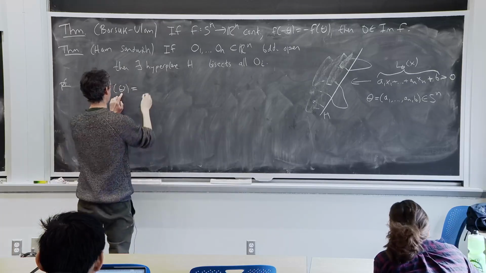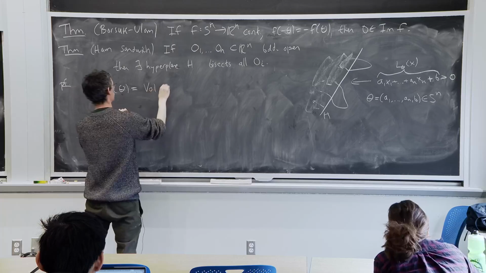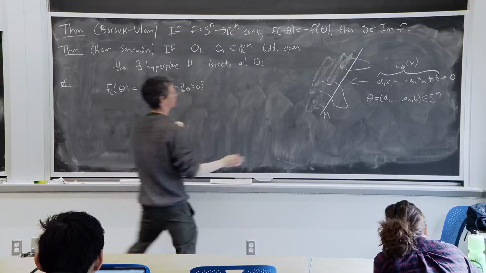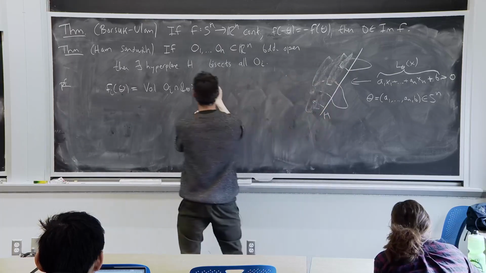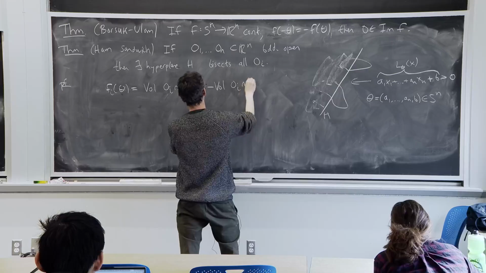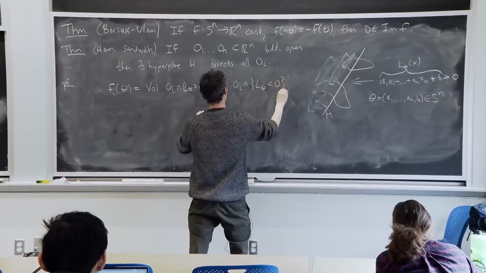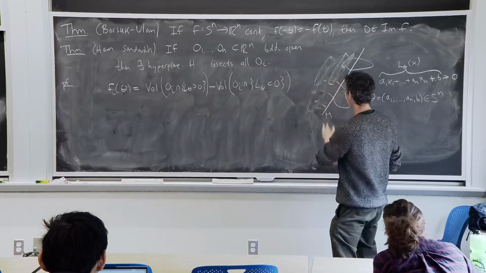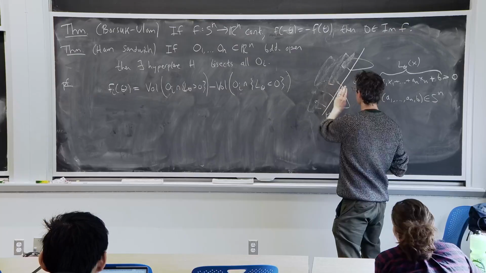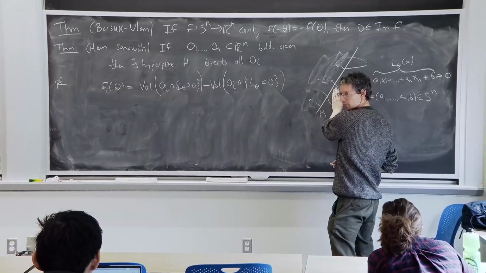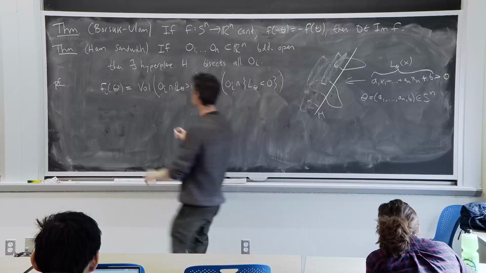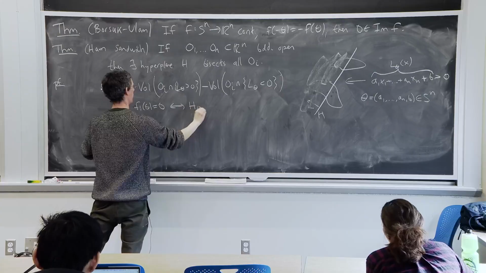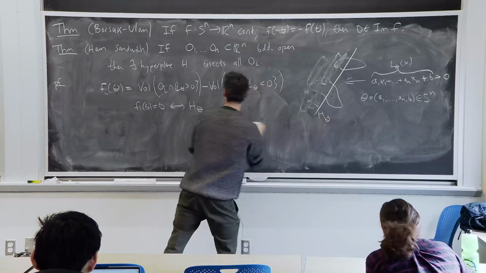OK. So f sub i of theta is the volume of Oi intersect L theta is bigger than 0, that's the volume of Oi on this side, minus the volume of Oi intersect L sub theta is smaller than 0. So Fi of theta is the volume of this part of Oi minus the volume of that part of Oi. OK. So notice that Fi of theta is 0 if and only if the hyperplane associated to theta bisects Oi.